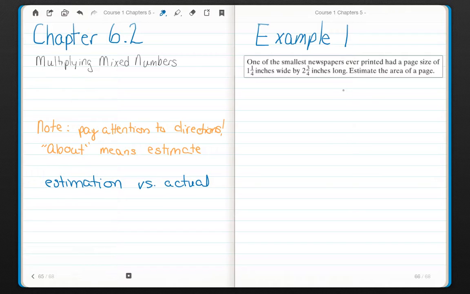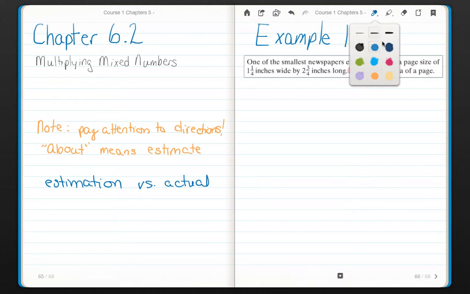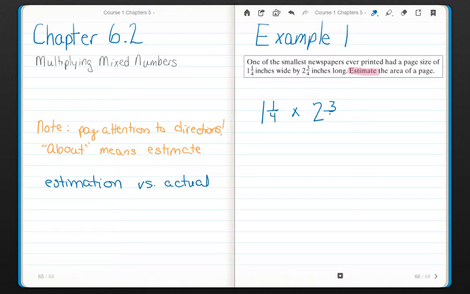One of the smallest newspapers ever printed had a page size of 1 1/4 inches wide by 2 3/4 inches long. Estimate the area of the page. Okay, here's that key word, estimate. So the first thing you need to do is write the original problem. So 1 1/4 times 2 3/4. Because the question asked me to estimate, I'm now going to show my estimation. You must, of course, write the original problem.